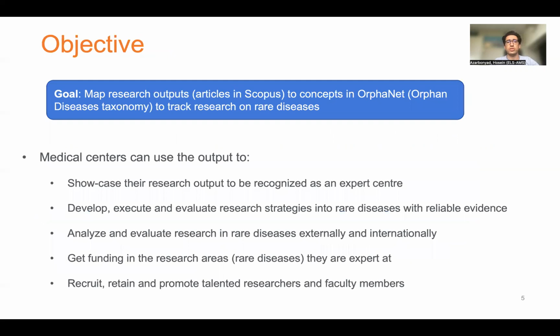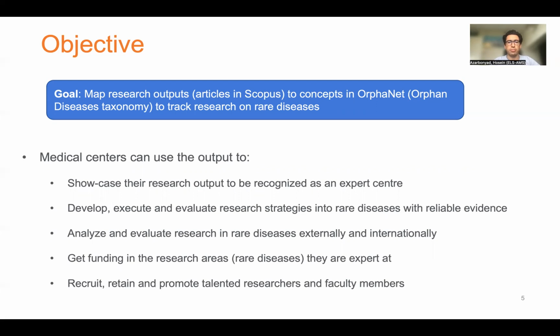So our goal in this project is to map research outputs, which are articles in Scopus, to concepts in OrphanNet, which is an orphan disease taxonomy. I'll explain it later, to track research on rare diseases. So basically, we want to build a system that can detect what articles are related to what diseases. And we want to provide different insights and analysis on top of these outputs so that people or patients can easily see what the most active medical centers or research institutes on different rare diseases are.